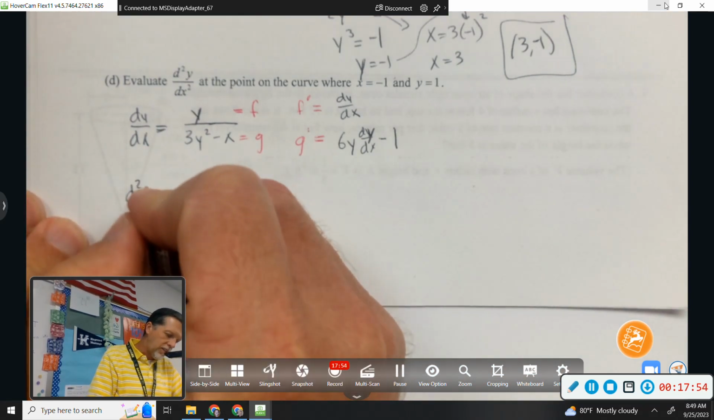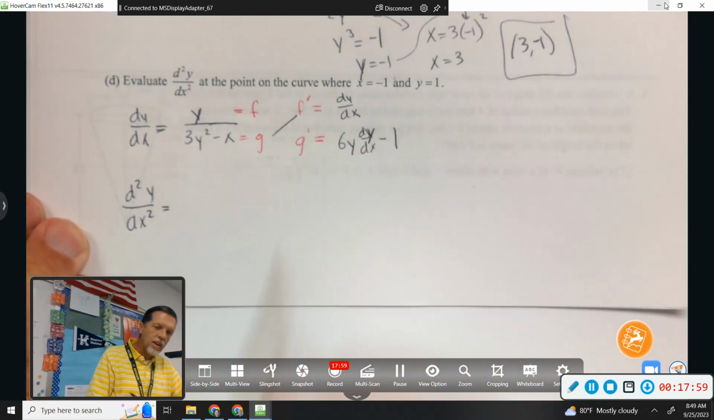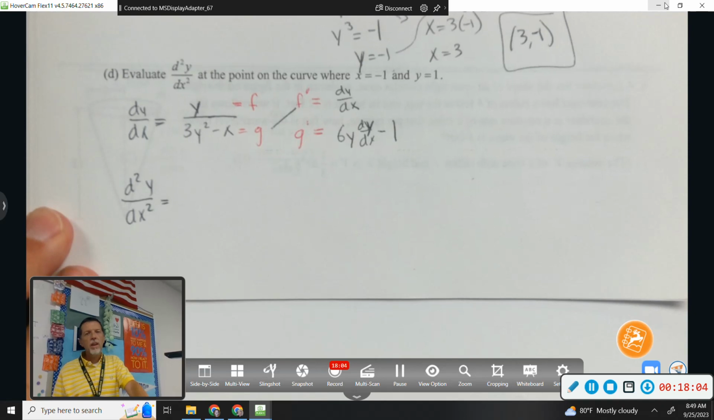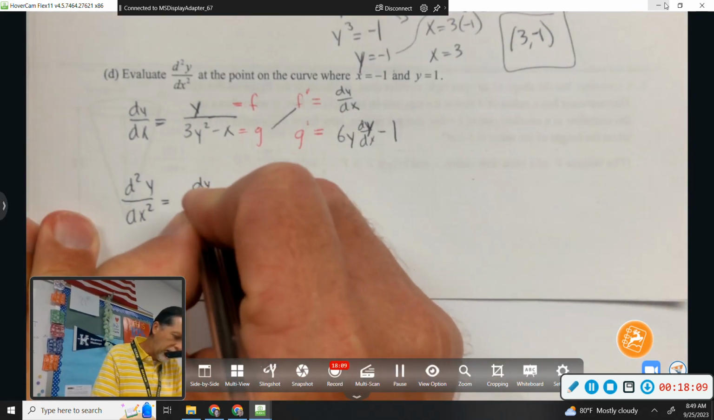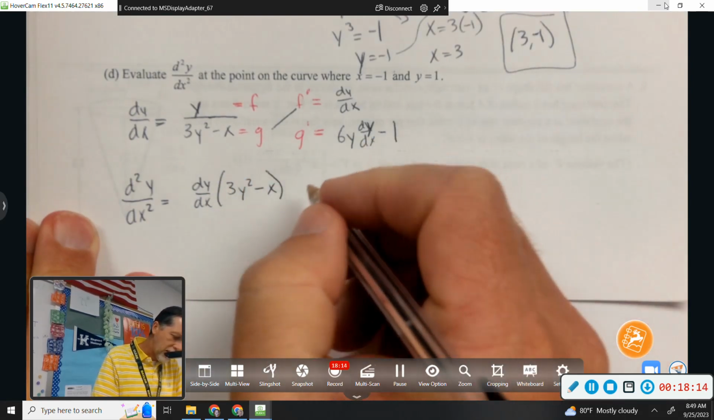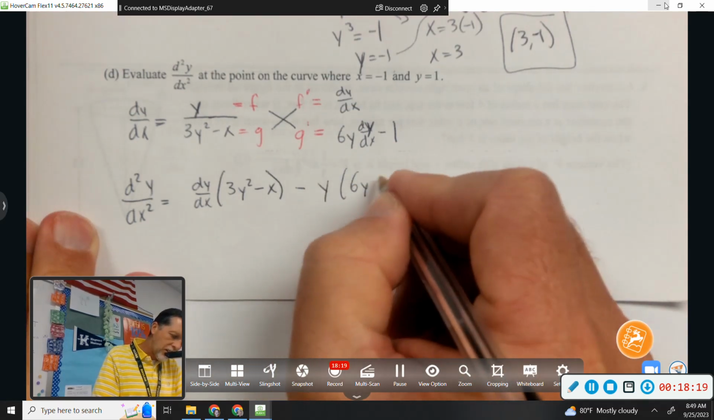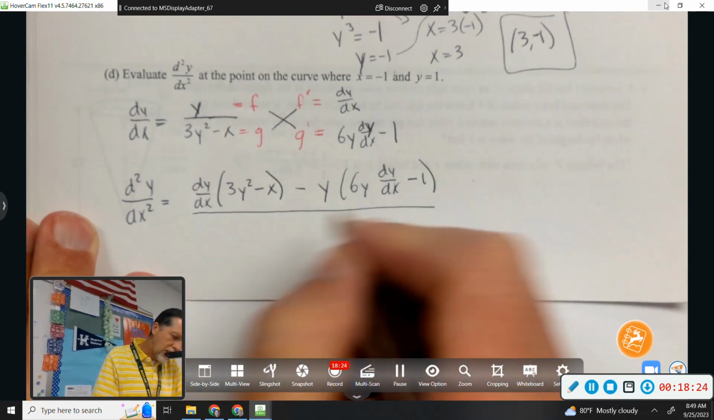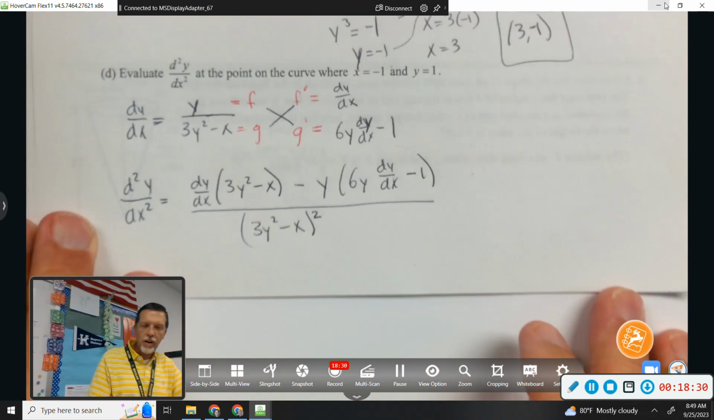Okay, so the second derivative then is gf prime. Got to keep the gf first. So that would be, I'm going to put dy/dx in front. dy/dx times 3y squared minus x, minus the other way around, y times 6y dy/dx minus 1, all over 3y squared minus x squared.